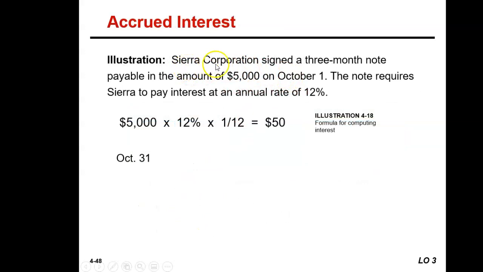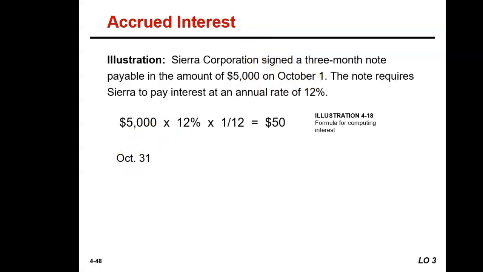Sierra Corporation signed a 3-month notes payable in the amount of $5,000 on October the 1st. The note requires Sierra to pay interest at an annual interest rate of 12%. Okay? Now, what we're saying here is that we must show the amount of interest that has accrued on this note by the end of the month of October. From 10/1 to 10/31 is a 1 month time period, right?